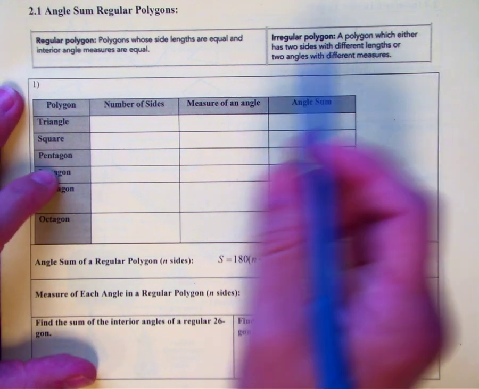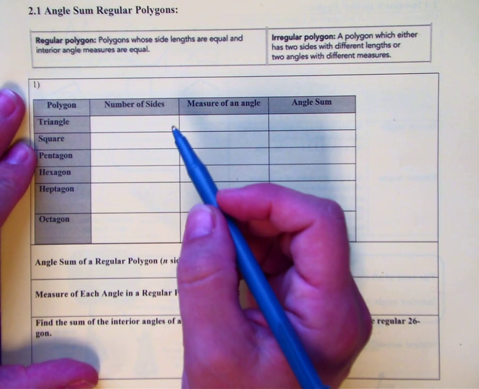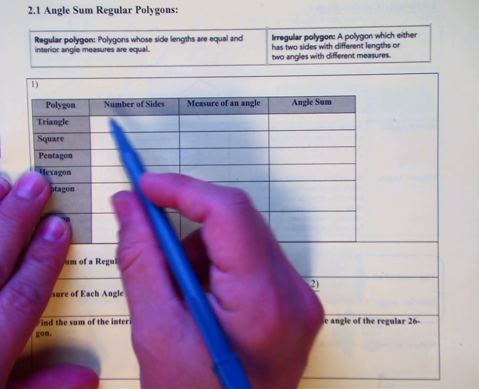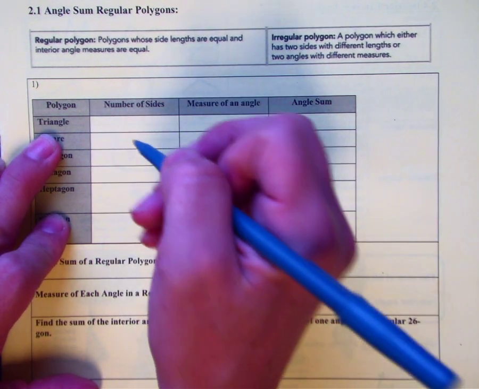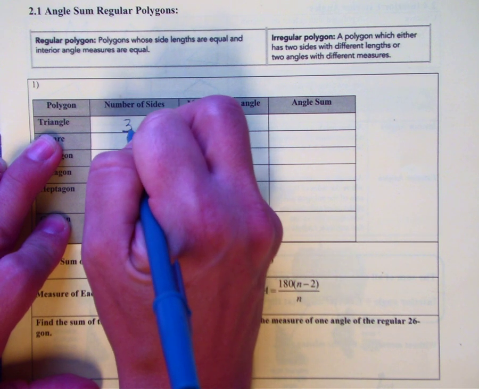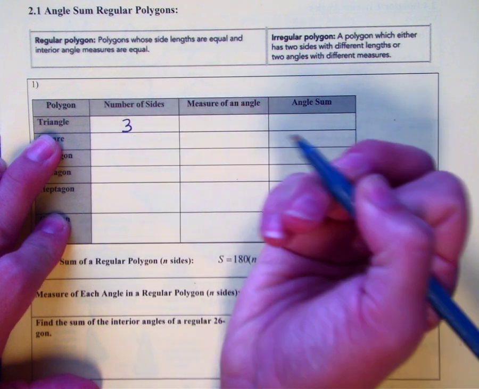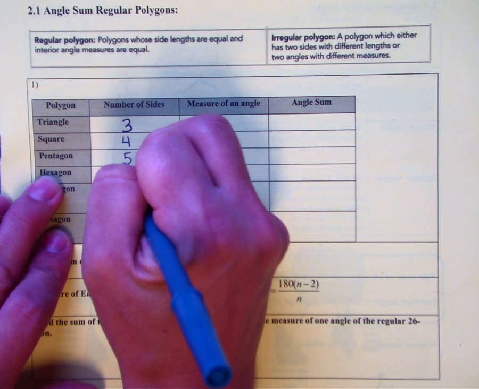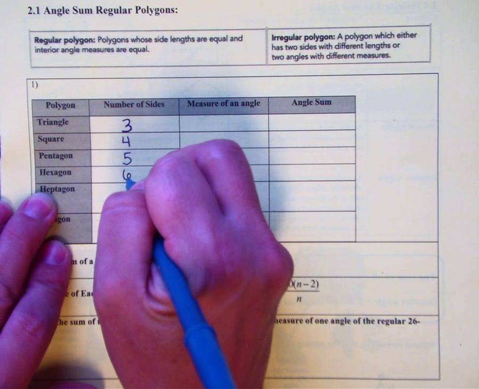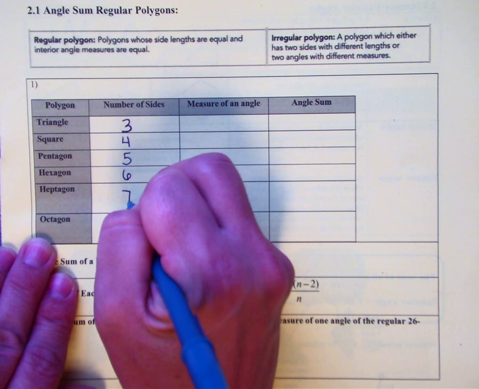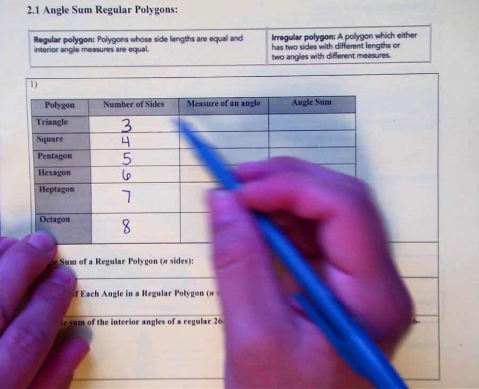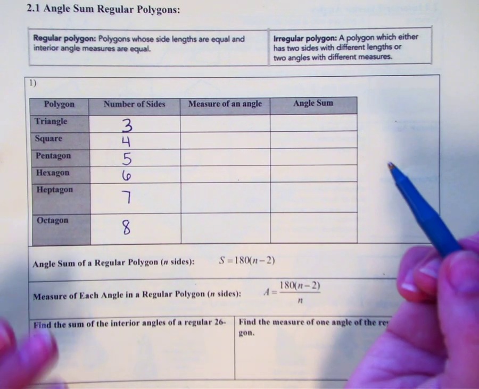All right, so we're going to talk about how to find how many degrees are in each shape. So first, let's talk about number of sides. We know a triangle has 3 sides to it. Okay, square has 4 sides. Pentagon is 5. Hexagon's 6. Heptagon's 7. And octagon is 8. Okay, now we want to talk about the measure of an angle within this shape.